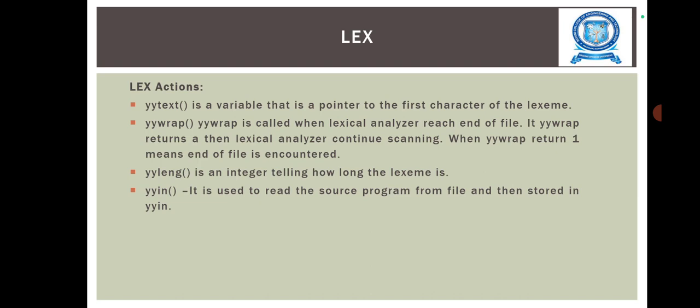Lex actions. yytext is a variable that is a pointer to the first character of the lexeme. yywrap is called when the lexical analyzer reaches the end of the file. If it returns 0, the lexical analyzer continues scanning. When yywrap returns 1, it means the end of file is encountered. yyleng is an integer telling how long the lexeme is. yyin is used to read the source program file, which is stored in yyin.